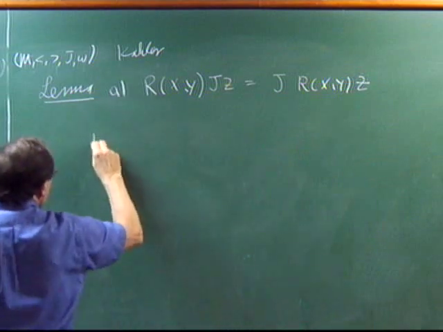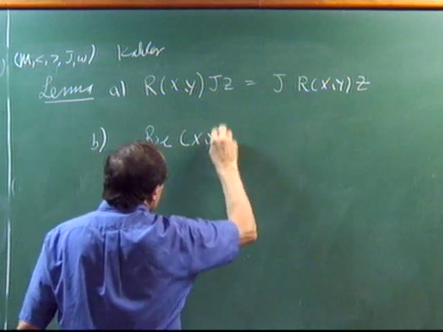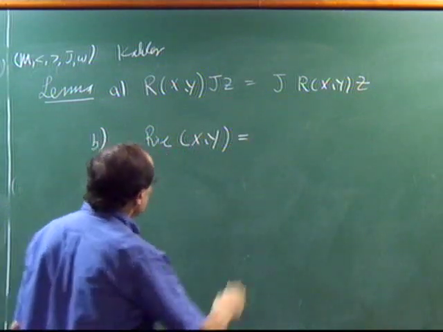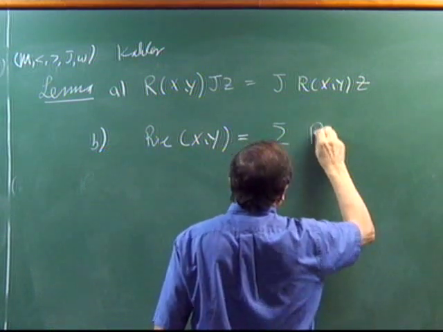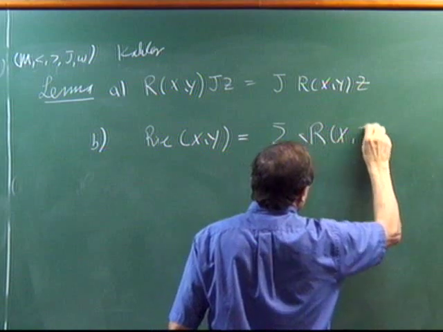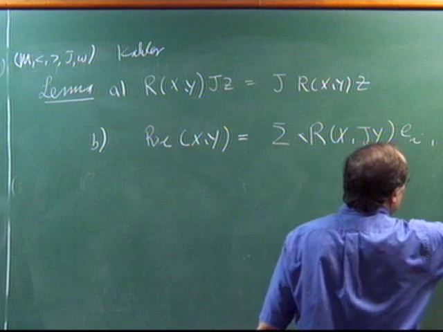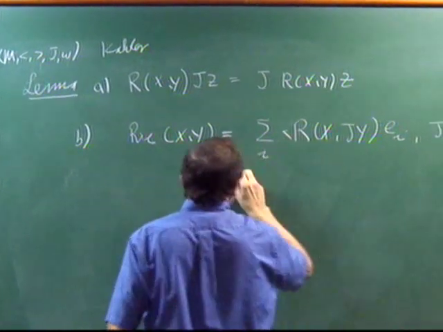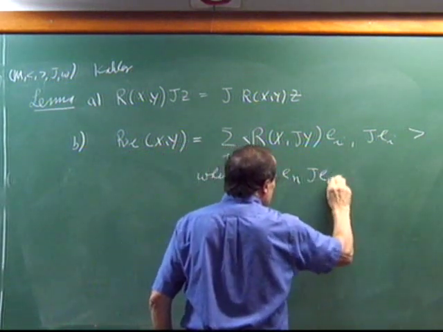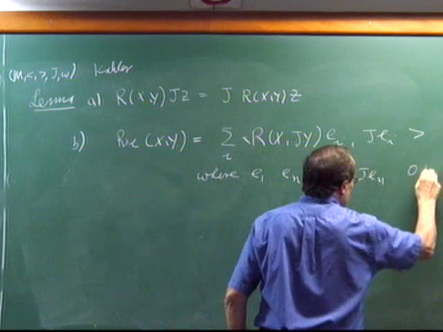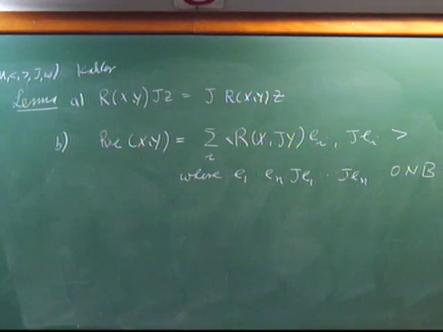This one we're going to see is easy. The second one is a little more work. Ricci(X,Y), so the formula for the Ricci curvature, is the summation of the curvature R(X, JY) applied to e_i, Je_i, where e_1 up to e_n, Je_1 up to Je_n is an orthonormal basis. Kind of a funny formula for the Ricci tensor.